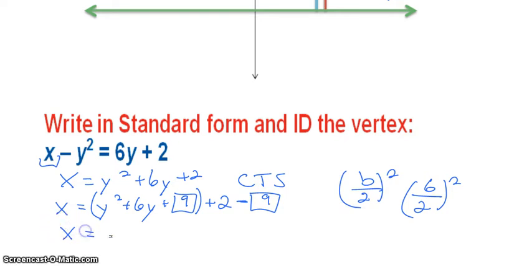So now I factor. The number that goes inside my parentheses for factoring is always whatever my b value was divided by 2. So 6 divided by 2 is 3. And then I've got 2 minus 9, which is negative 7. From this, my vertex: this 3 is grouped with the y, so it's in parentheses, and it's the opposite of what it looks like. And this negative 7 is the outside guy, and that is our h, and it's outside the parentheses, so it is normal.